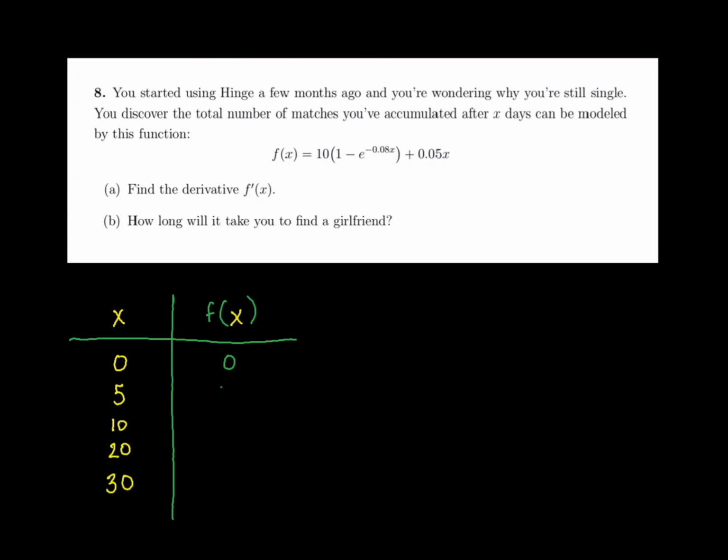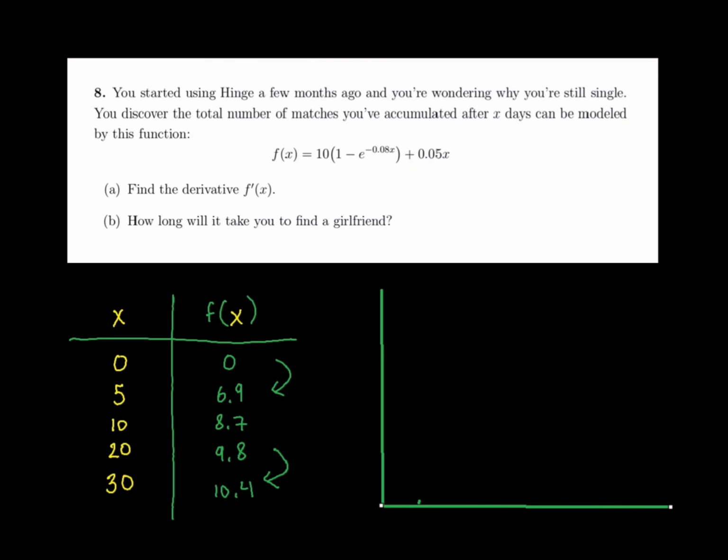And what we're finding is that at 5 days, we got 6.9 matches. At 10 days, 8.7. At 20 days, 9.8. And at 30 days, 10.4. And we can immediately notice how the early rate at which we were gathering matches was a lot higher in the beginning. Now, we can show this visually on a graph as well.